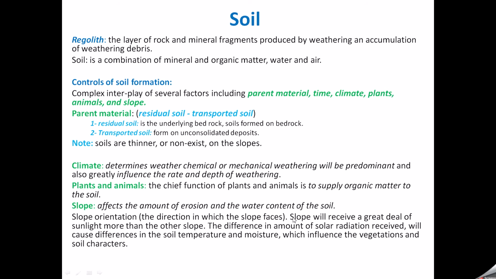Plants and animals: the chief function of plants and animals is to supply organic matter to the soil. So they are organic matter suppliers. Slope affects the amount of erosion and the water content of the soil. Also, if the slope is facing the sun, that will affect the amount of sunlight the slope will receive and the amount of moisture that the slope will retain. And that will influence the vegetation and the soil character.